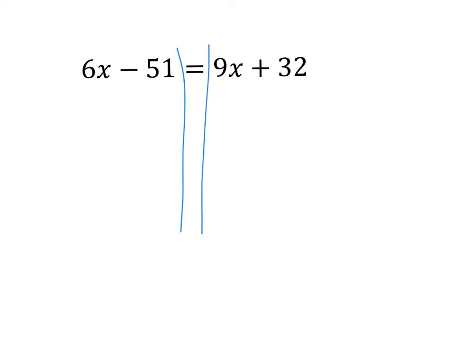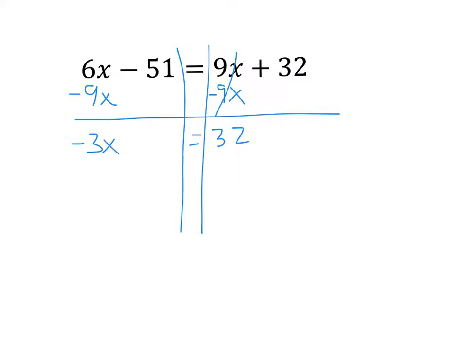Right here on this left-hand side, we have a positive 9x. We want to subtract 9x on both sides. Even though the positive's not there, we know that it is. 32 is left on the right-hand side, and we get 6x minus 9x, which gives us a negative 3x minus 51 is equal to 32.